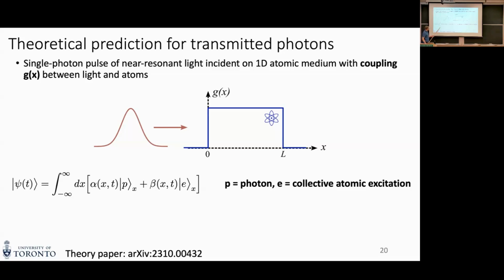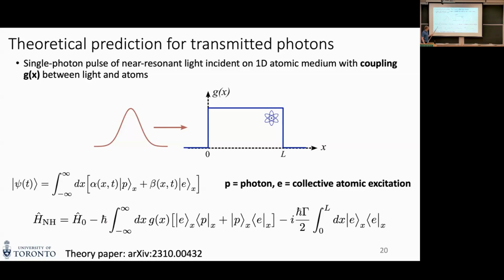And the state of this system is in general going to be some entangled superposition of some probability amplitude to be a photon at position X with no excited atom, and some amplitude to be what we call a collective atomic excitation at position X with no photon. So you basically have a single atomic excitation that's spread over some number of atoms. There's one total excitation, but you don't know which atom is excited, so it's a coherent superposition of them all. This is a wave function for this single excitation, which at any time can either be a photon or an atomic excitation.